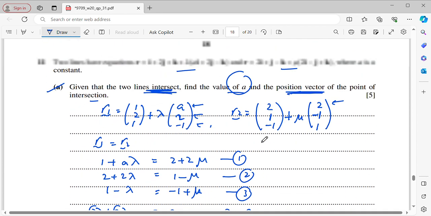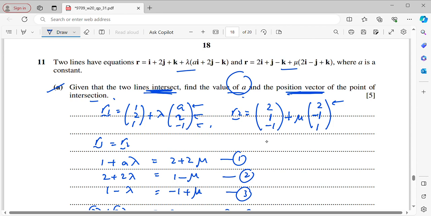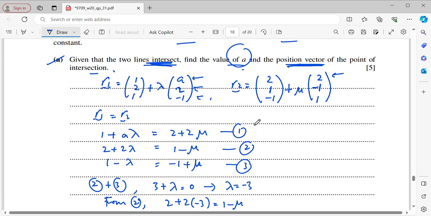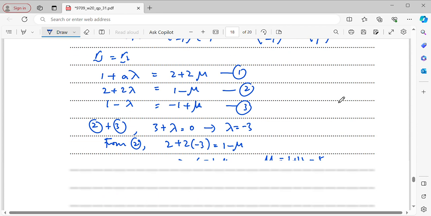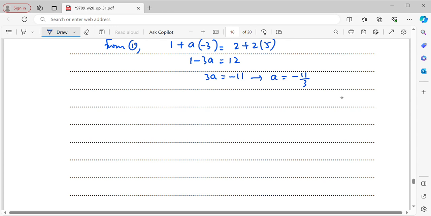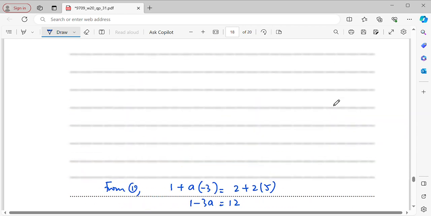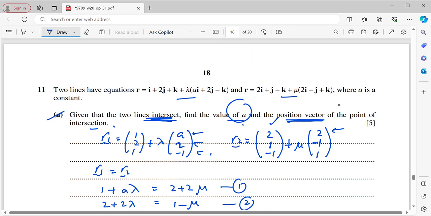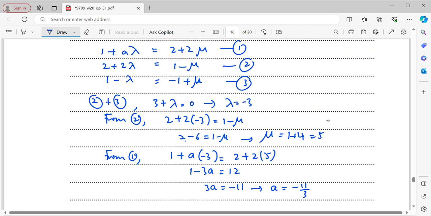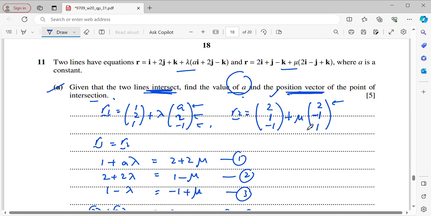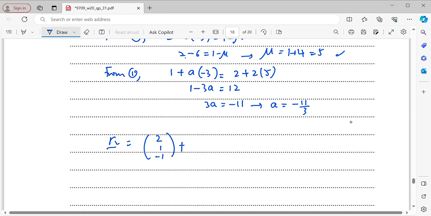So for the intersection point, just find one of them, either R1 or R2. I will just refer to R2 because it needs just the mu. Alright, so I will just write R2 equals (2, 1, minus 1) plus mu. Our mu is 5. So 5 times (2, 1, minus 1), then from here, I will get 2 plus 12.